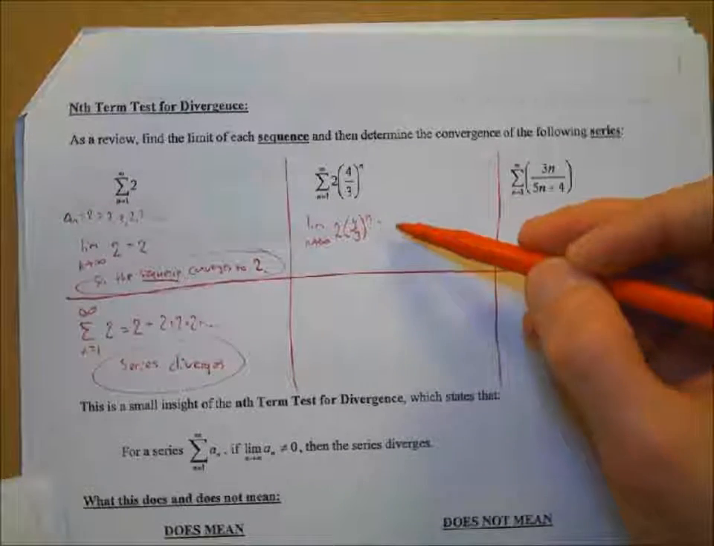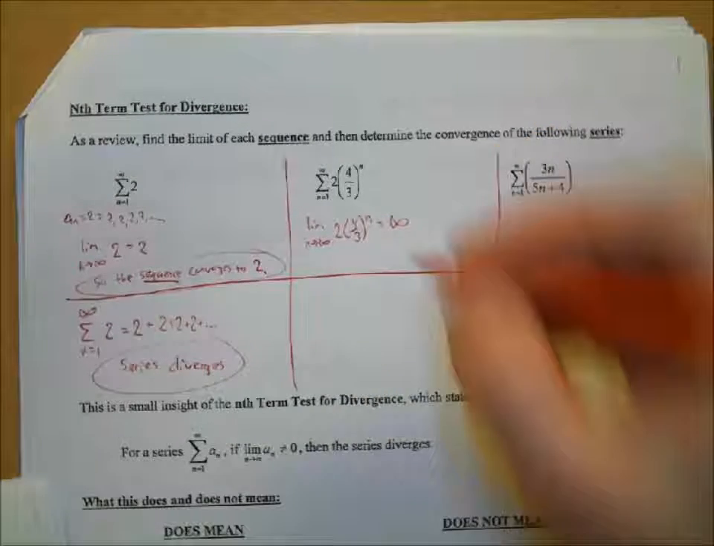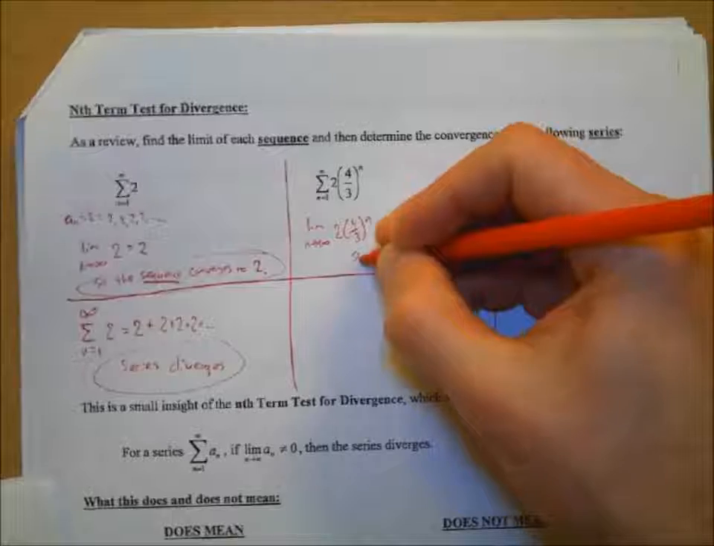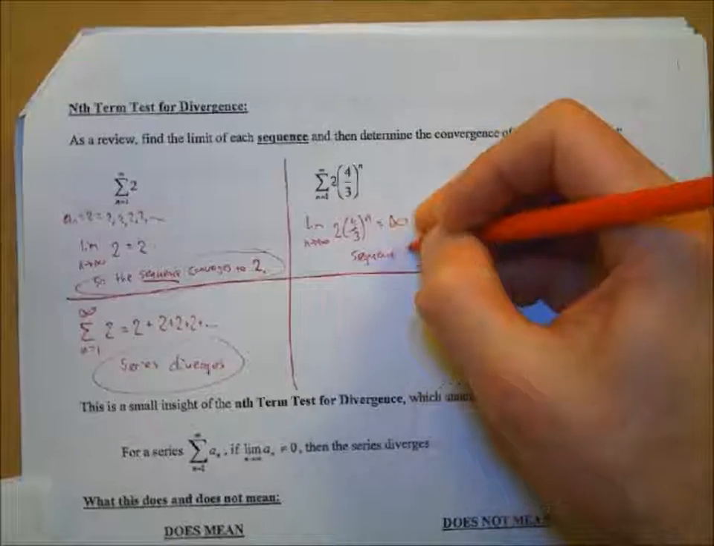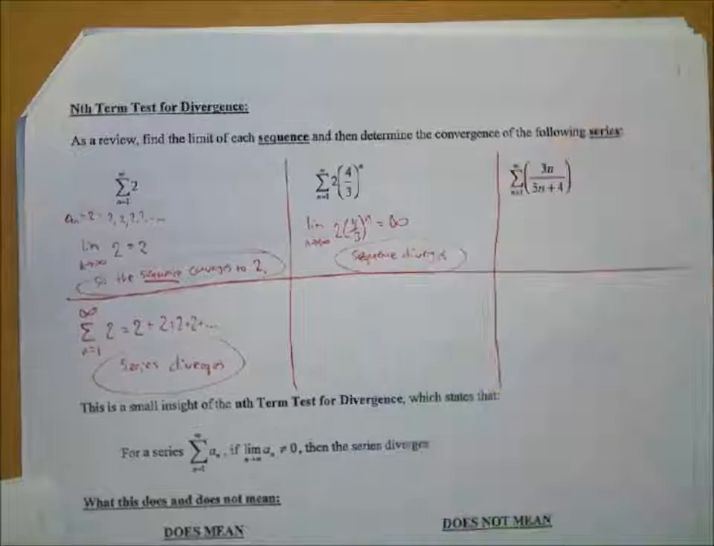What do we expect this to approach? We expect it to approach infinity, and so it will diverge. So again, this sequence we expect to diverge.